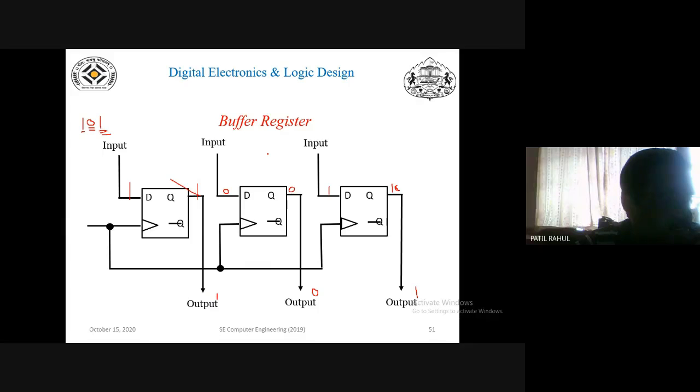Do you understand what the buffer register is? This is one type of register. In the register, you are using the D-type flip-flop, and here three D flip-flops are used. That means you can transfer 3 bits at a time. But if you are using a simple flip-flop, then you can transfer only 1 bit at a time. So do you understand this concept of the buffer register? If you understand, then please put a message or say something. Unmute from your side and say something.